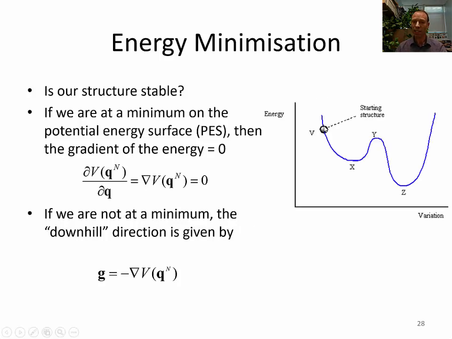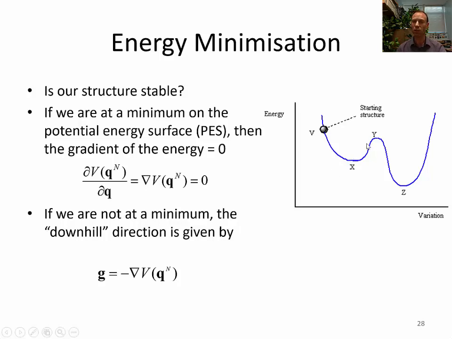So in this example here, if we started off at this starting point, we can find that the gradient is not equal to 0. So we're not at a stationary point. We can now work out that the gradient points this way, so we can take a step down the hill and we can keep going and take steps until we get to this minimum on the surface here, where it can't directly go any lower in energy.